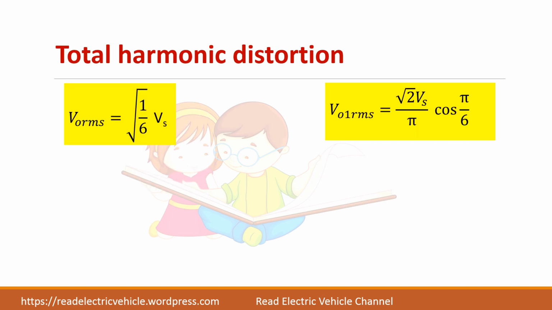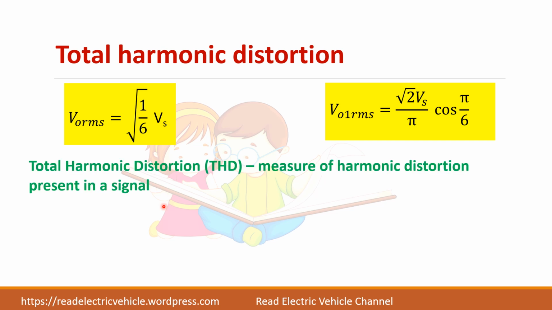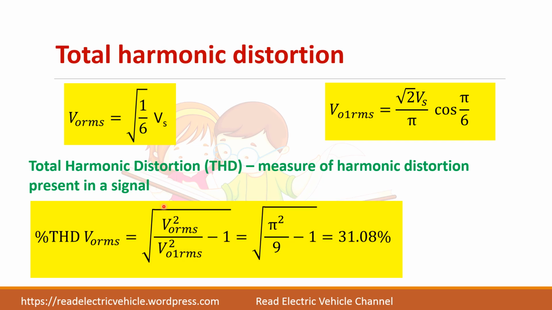Now let us find the total harmonic distortion, which will give you how much distortion is there in the output waveform. So percentage THD is equal to, you substitute these two directly, you will get 31%. This is surely less than the single phase inverter.